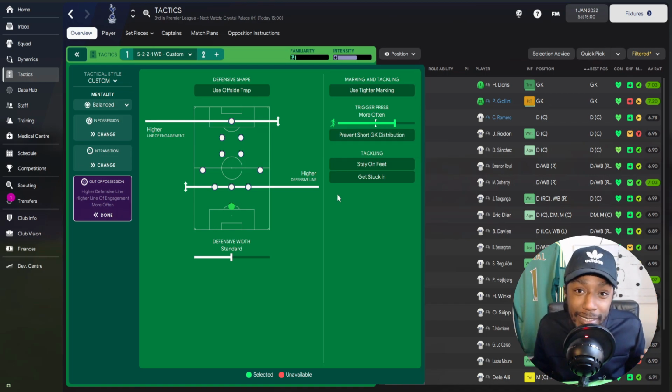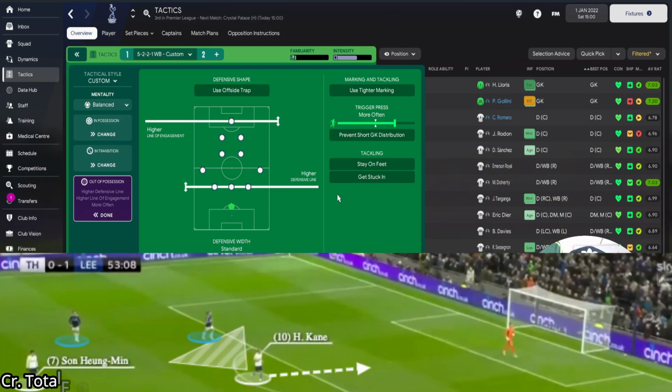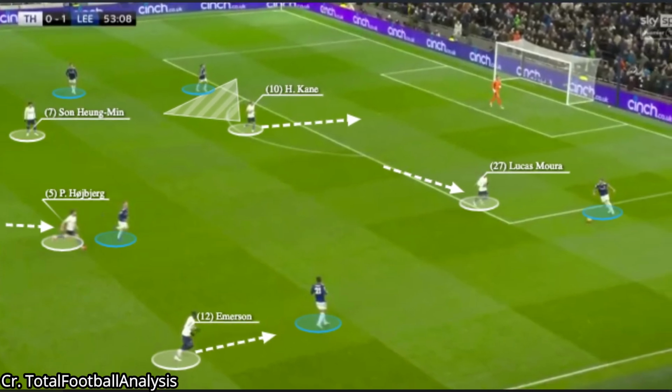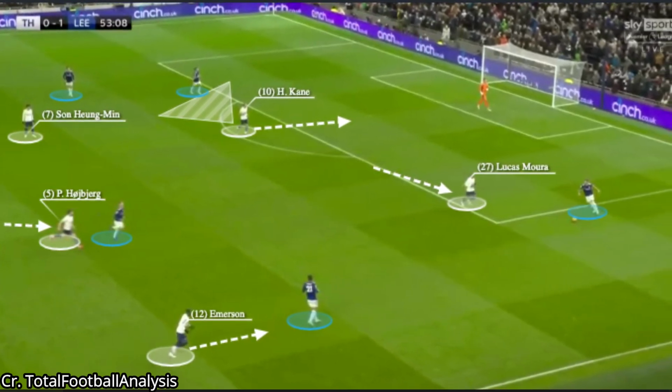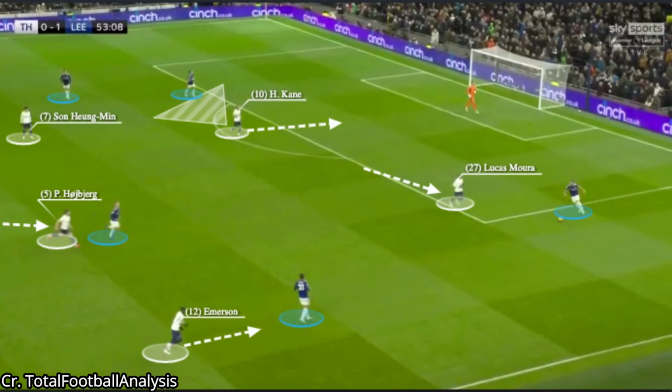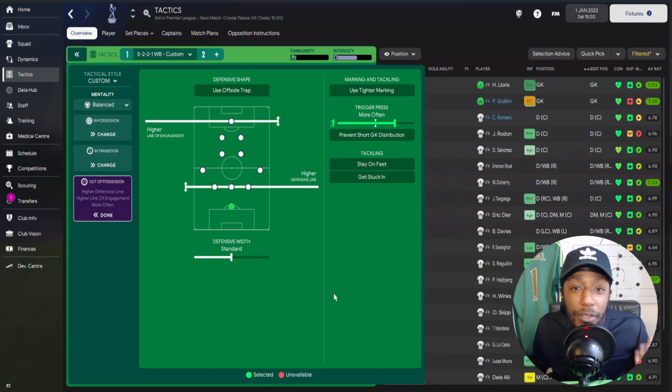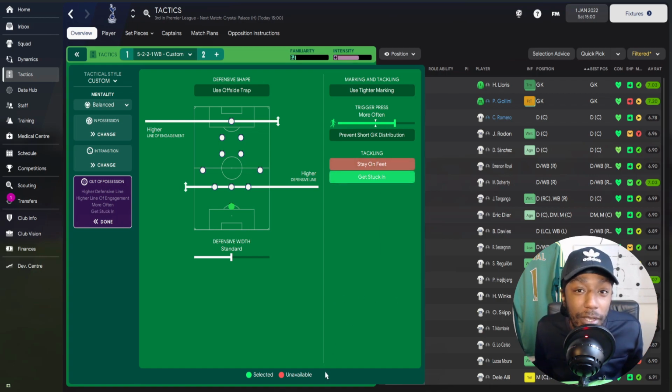And their game against Leeds as well, they started off in the mid block, but as the second half started, you will notice that Tottenham added more intensity to their game, because of course operating in the mid block against that Leeds side was causing them some issues. So for out of possession, we're going to go for the more often trigger press, the higher line of engagement, the higher defensive line, but also get stuck in, because again, this works in Football Manager.